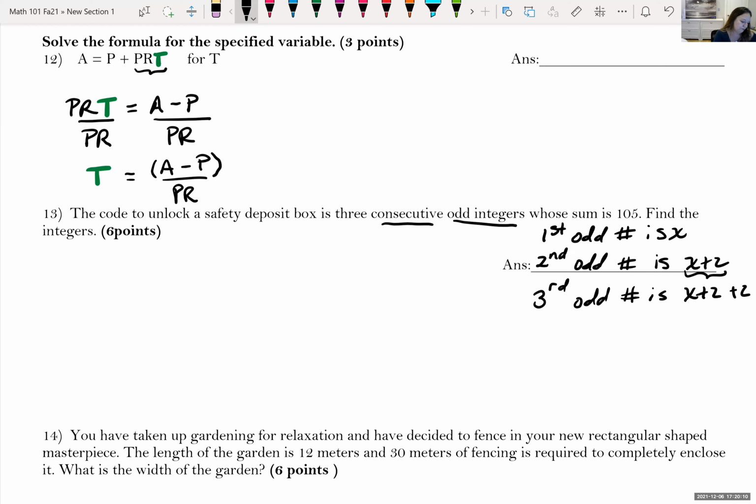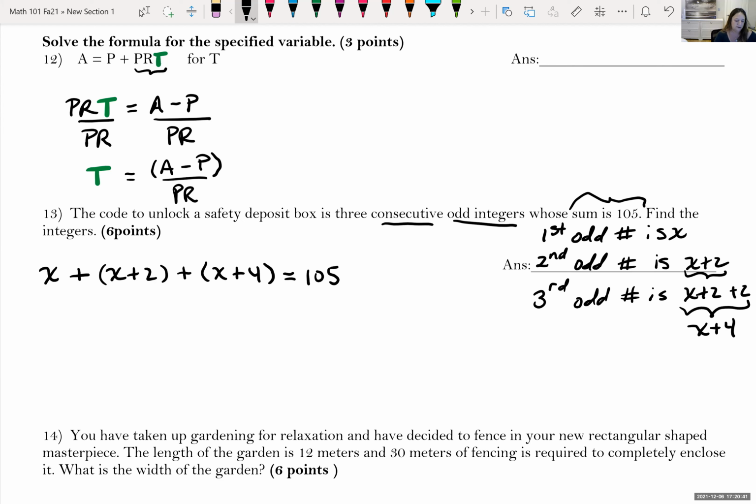And so now let's set up our equation. It says that the sum is 105. So I'm going to take my first odd integer X, plus my second odd integer, which is X plus 2, plus my third odd integer, which notice is the same thing as X plus 4. So plus X plus 4. Summing those 3 consecutive odd integers, we get back 105. Technically, I don't need those parentheses there, but I wanted to put them there to distinguish the different odd numbers.